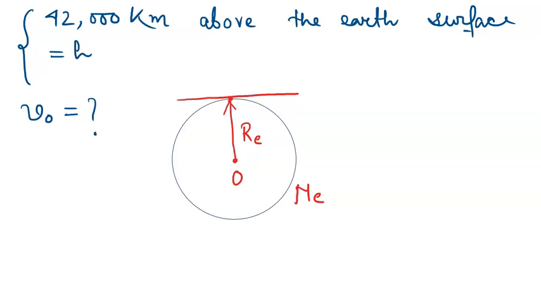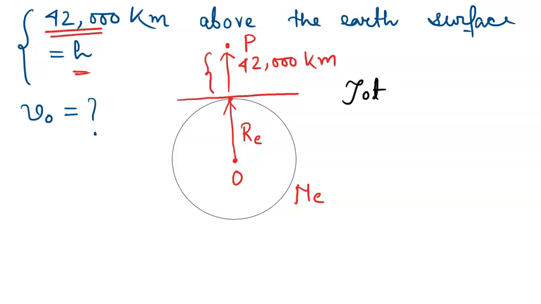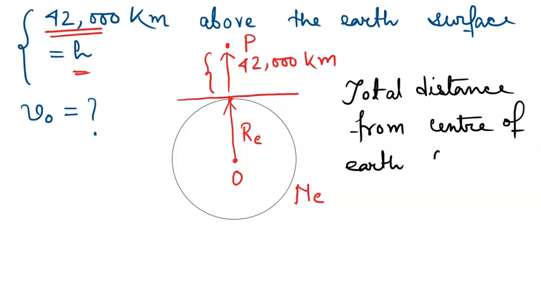Now see what we have to do. We have to consider a certain height, that h is equal to 42,000 kilometer. That means the communication satellite is launched above earth's surface at 42,000 kilometer height. So we will consider a certain point, suppose P, that is at h height above earth's surface. So what is the total distance from the center? The total distance from the center of earth, that is O, is equal to RE plus h.